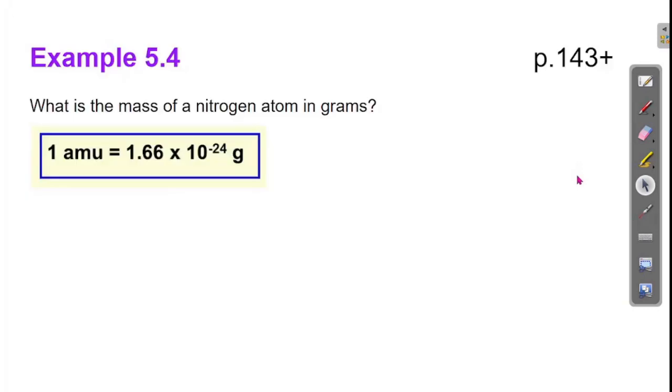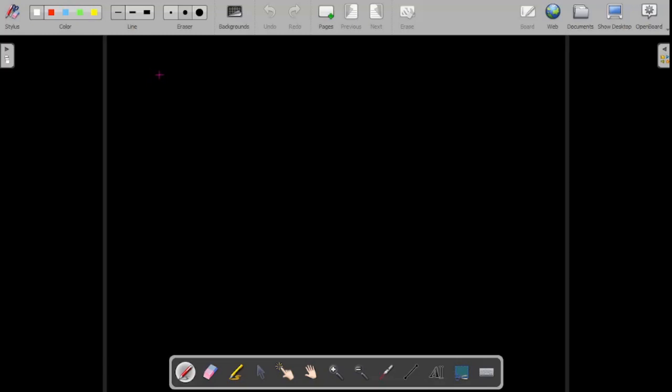Now, with this information, what do you need to be able to do? Let's look at this example. Example 5.4 on page 143. They'll ask you questions like this. What is the mass of a nitrogen atom in grams? And they give you the conversion factor between AMUs and grams. So let's go to the blackboard here and write down what they're saying to us. They said nitrogen.